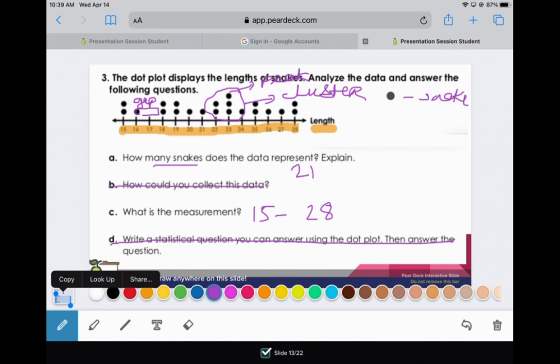Okay, we have about 2 minutes left. There are 2 Khan Academy assignments.